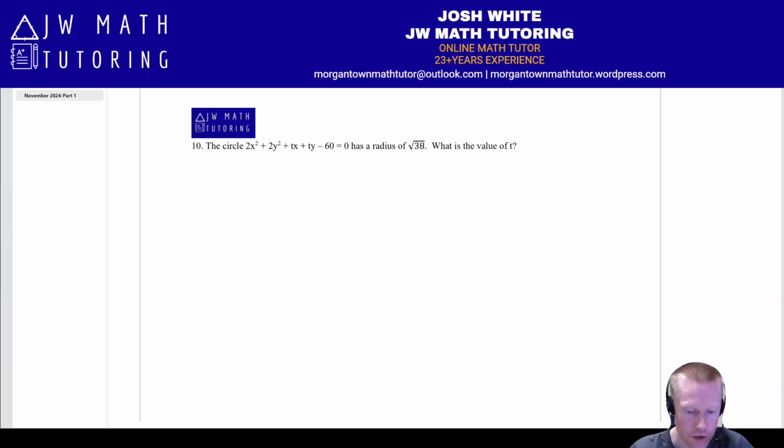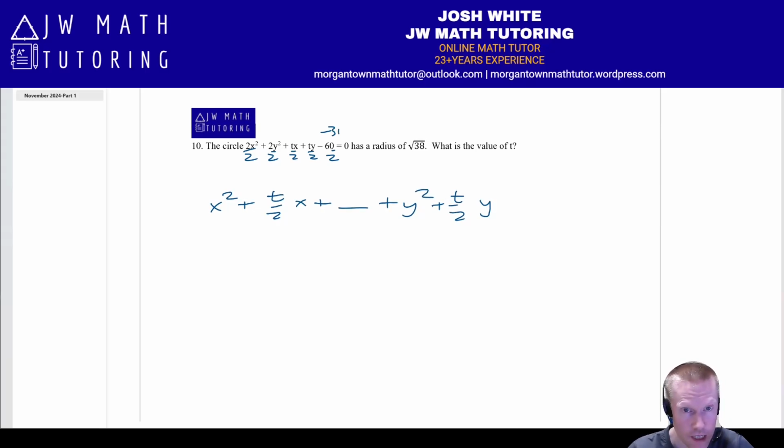So essentially what you're going to do is go through the process of putting this into standard form. So first thing you do is divide everything by 2, and you get x squared plus t over 2 x, and then we're going to put a blank, and then we get y squared plus t over 2 y. Now this becomes negative 30, and I'm just going to add that over to the right, and we have 2 blanks over here. Okay, so now we're going through the process of completing the square.